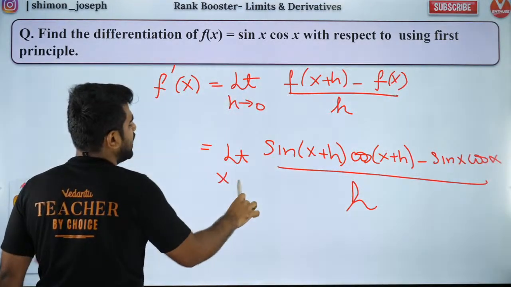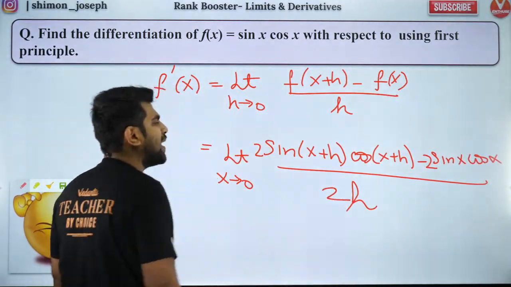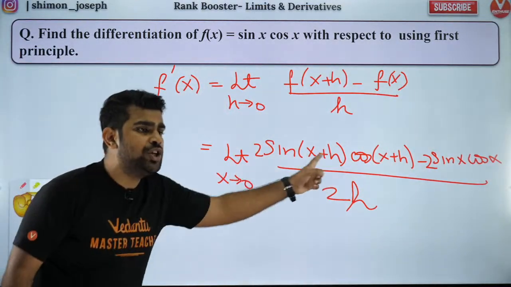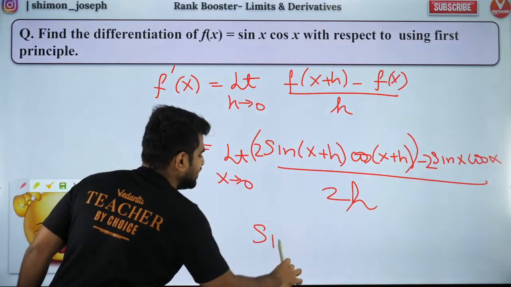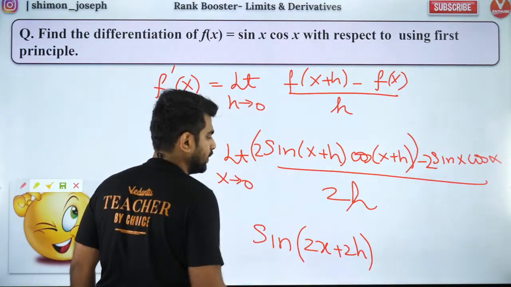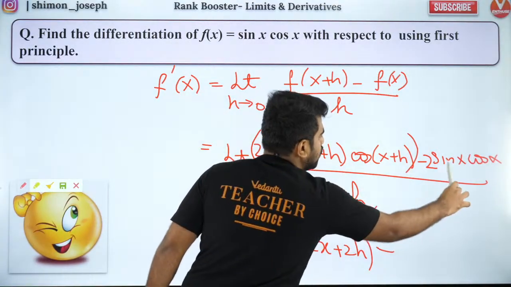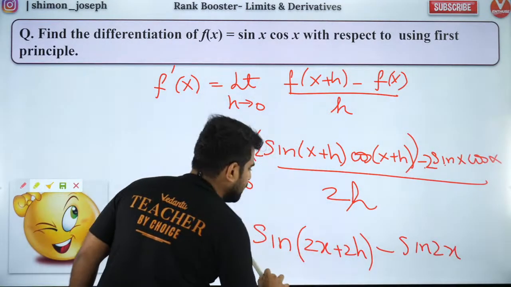So now what I'm going to do is multiply the numerator by 2 and the denominator by 2. So what is the numerator? The numerator is 2 sin x cos x. 2 sin x cos x is sine of 2x. So this will be sine of 2x divided by 2h.